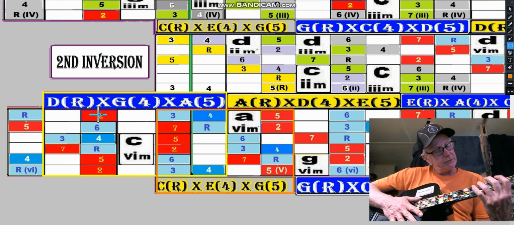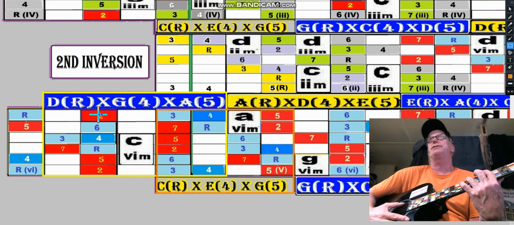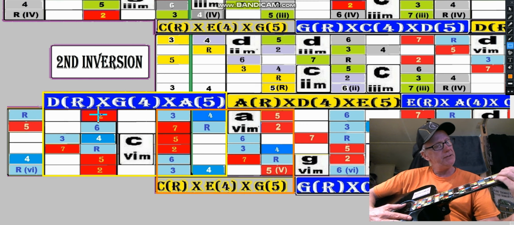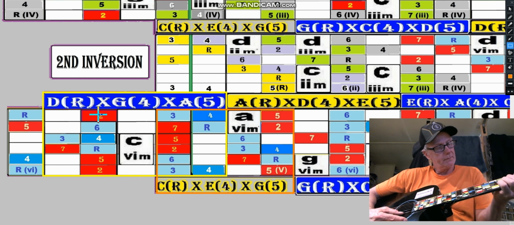So what's going on here is you can arpeggiate the G because it's such a hard chord to do, and then just do this chord and go, whoops.